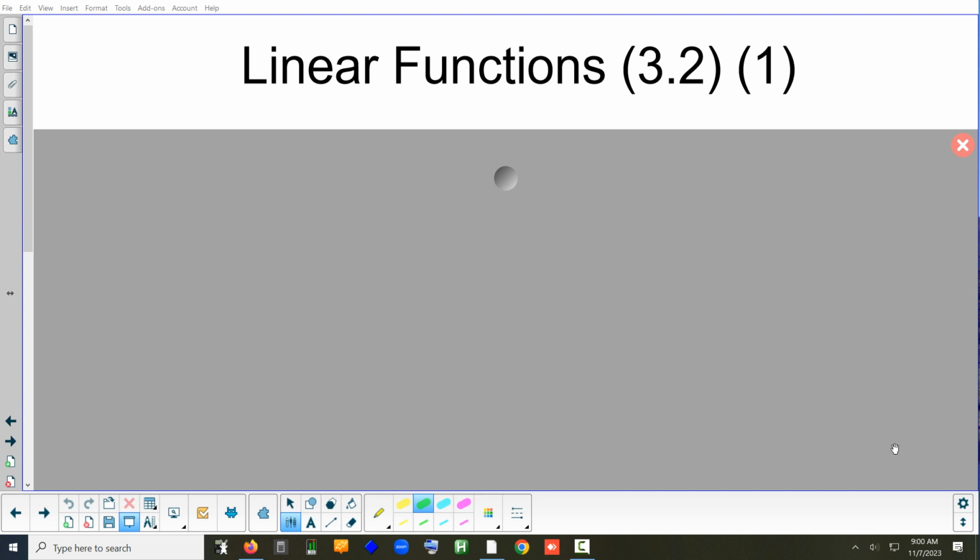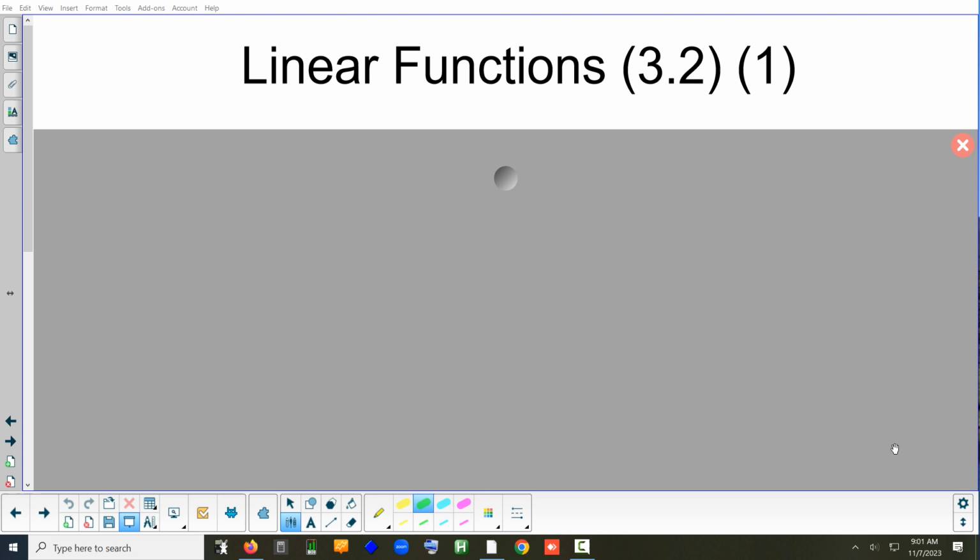Okay, so yesterday we talked about relations, which again, relations are just a group of coordinates. And then we talked specifically about functions. What makes something a function again? There are no repeating numbers for x, exactly.